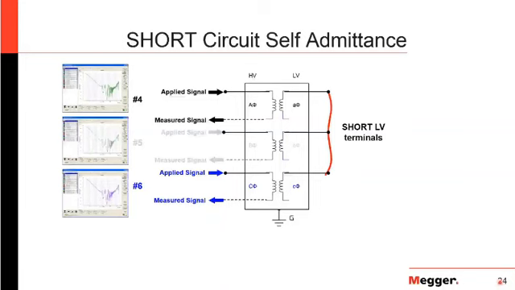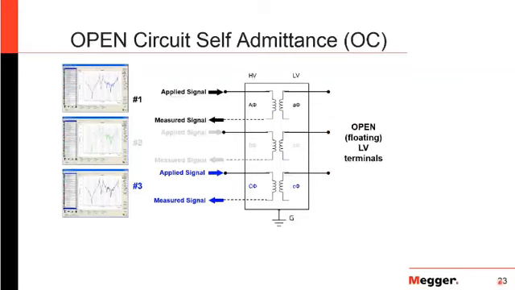So what we're going to do is apply a signal to one side of the winding on the high voltage and measure the response on the other side of the winding. We're going to do that for A phase, for B phase, and then for C phase. Then those are our first three tests. The next thing we'll do is short off the secondary and once again repeat those tests. And this is the short circuit self-admittance test. So same connections on the high side.